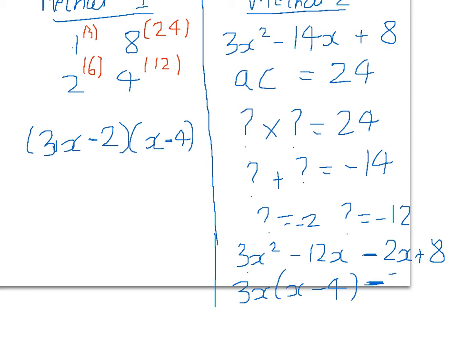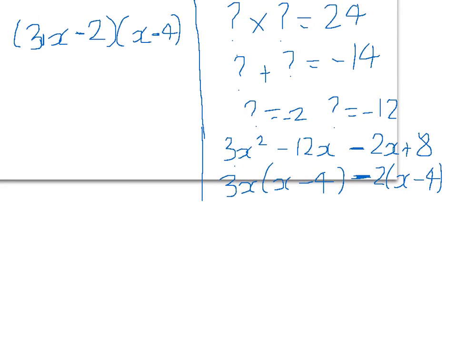So minus 2, so x minus 4, because minus 2 times minus 4 gets us back to that 8. Now you should notice here that you've got a common factor. You should notice that x minus 4 is common to both bits. So that's one of our brackets. And the other bracket is the bits we're left with, the 3x minus 2.